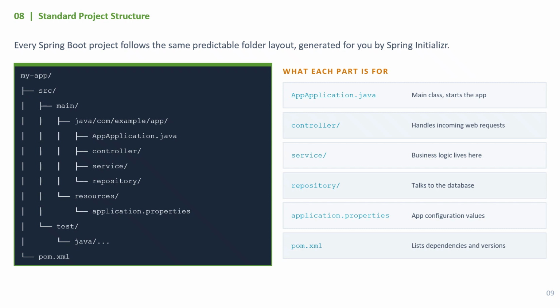On the right, here is what each part is actually for. Application.java is your main class and it is what starts the whole application. The controller folder handles incoming web requests. The service folder is where your business logic lives. The repository folder is what talks to your database. Application.properties holds your configuration values, and pom.xml is the file that lists all of your dependencies and their versions. Once you understand this layout, you will be able to open any Spring Boot project and immediately know where to look for what you need.